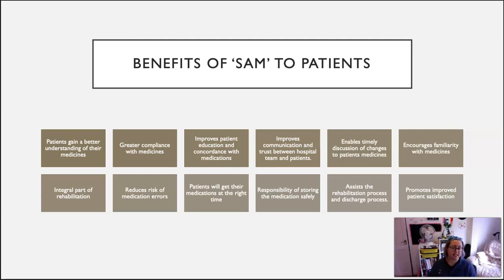So as we've said, it assists in the rehabilitation process and the discharge process if they're within a hospital, and it promotes improved patient satisfaction. When patients feel empowered and part of their own care, they're more likely to be satisfied with the care and the information that they're receiving from their healthcare providers.